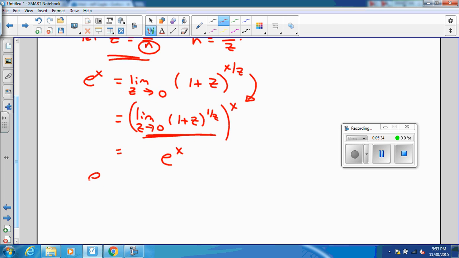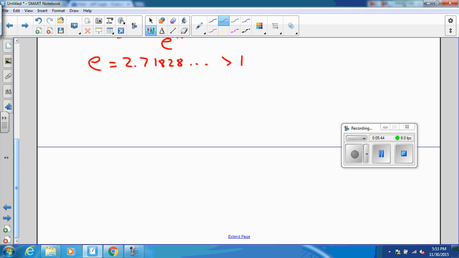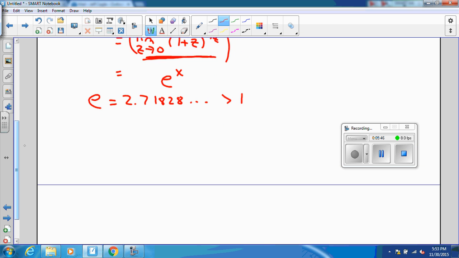Now, because it is an exponential, and because e is bigger than 1, remember that e is 2.71828 something something something, which is bigger than 1, then that means that we can actually say a whole lot about the graph of e to the x.